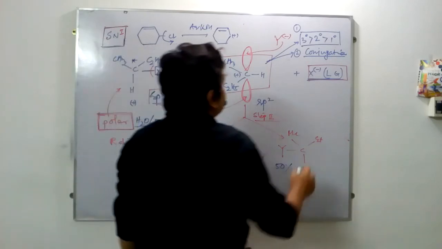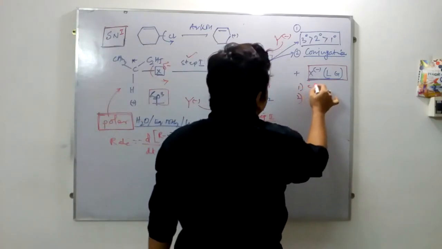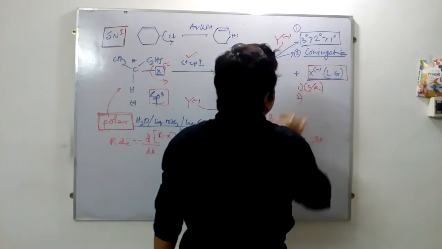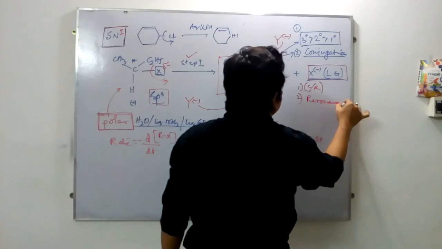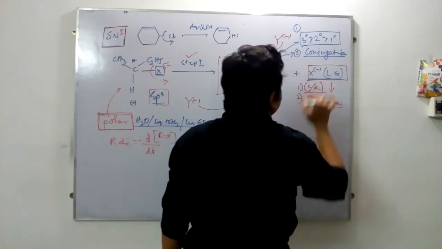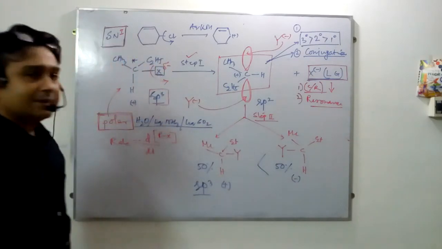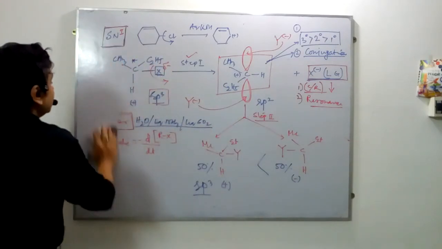How can we judge the stability of this X minus? By 2 points. One is charge per radius ratio and another is resonance. Now charge per radius ratio must be very less to get stable. How can I understand that the charge per radius ratio is very less?